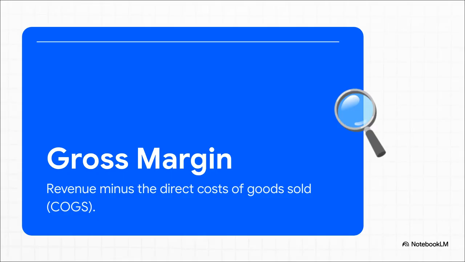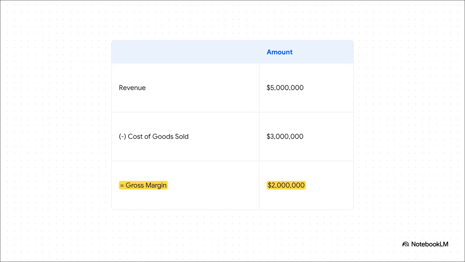All right, next stop on our path, gross margin. So you've got all that revenue coming in. Now you have to subtract the direct costs of actually making the stuff you sold. We're talking raw materials, direct factory labor, that kind of thing. What's left over is the gross margin, and it tells you how much money they actually make from their core business.